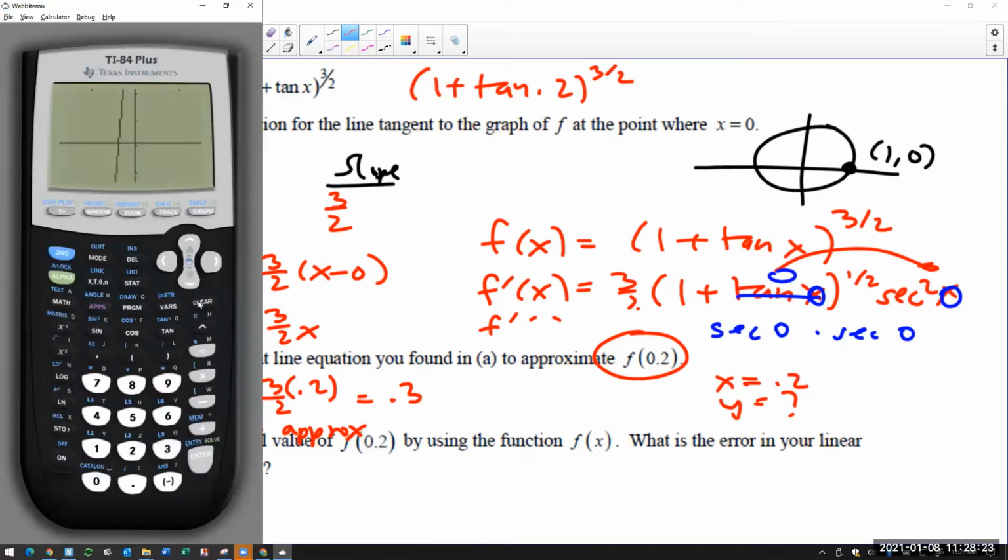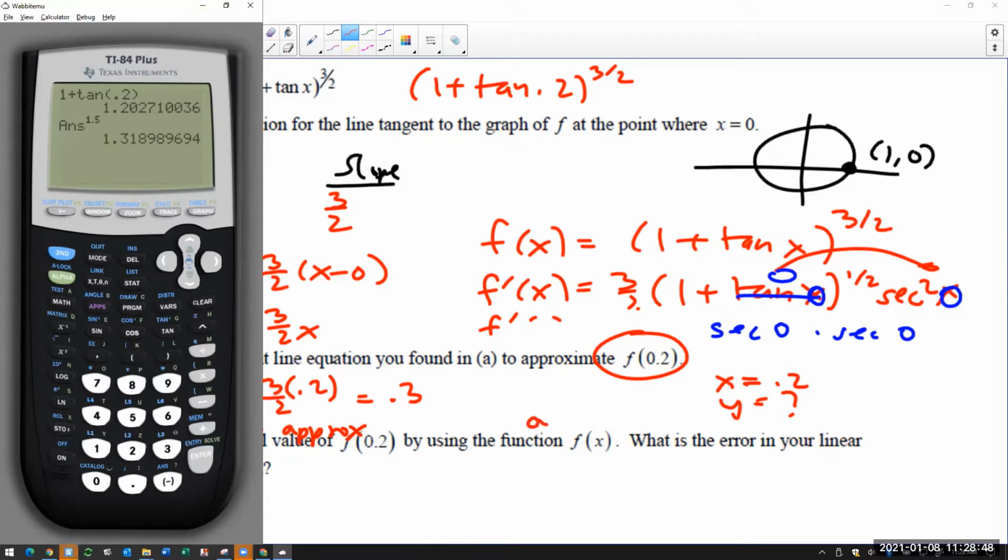Before you get started, please make sure you're in radian mode. If you guys are in degree mode, all of your numbers are going to be messed up. So I'm going to put 1 plus tangent of 0.2. Let me figure out what that is. I'm going to raise all of it to the 3/2, which is really raising it to 1.5. That answer is 1.3189. Let me write that down here.